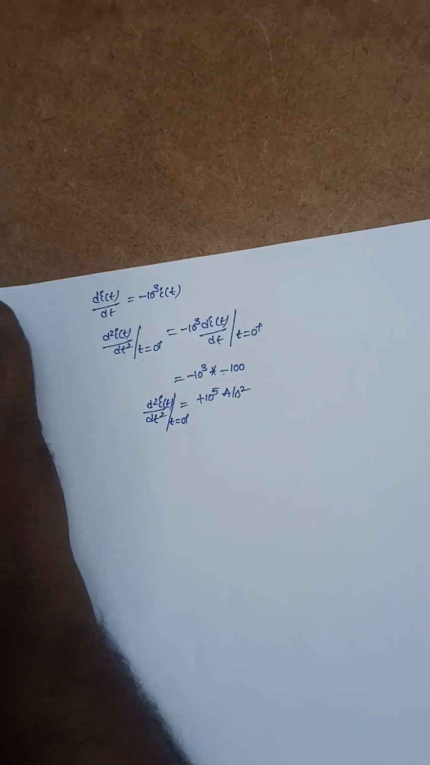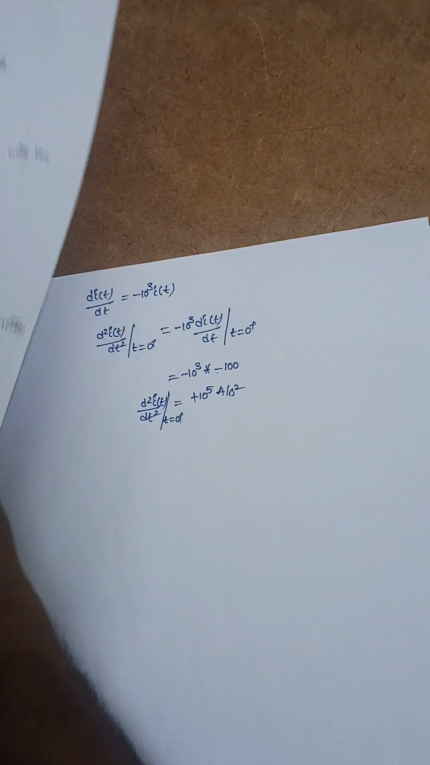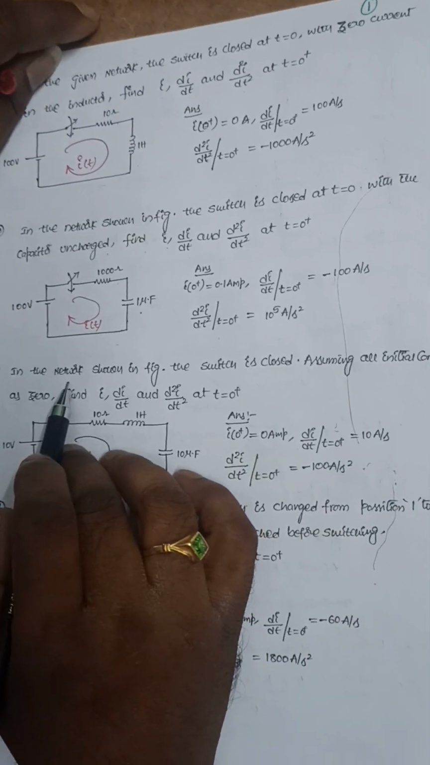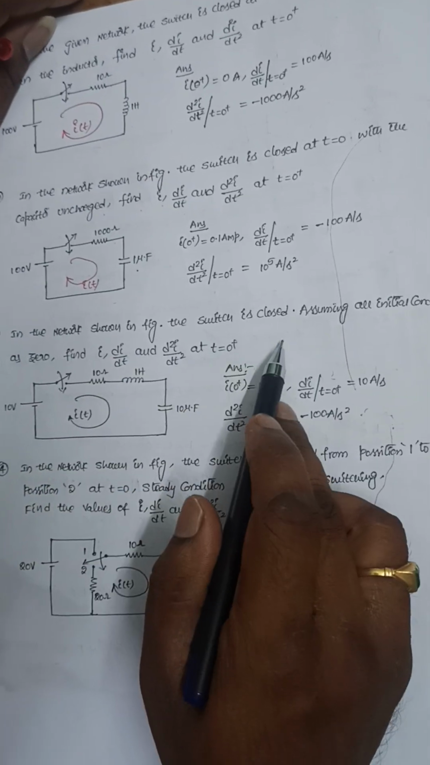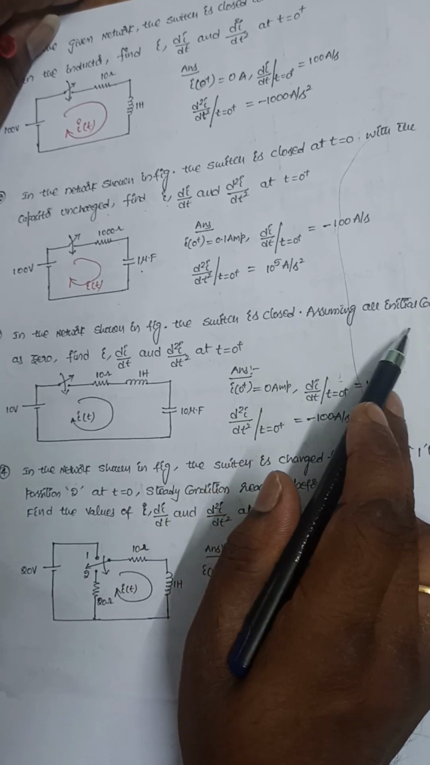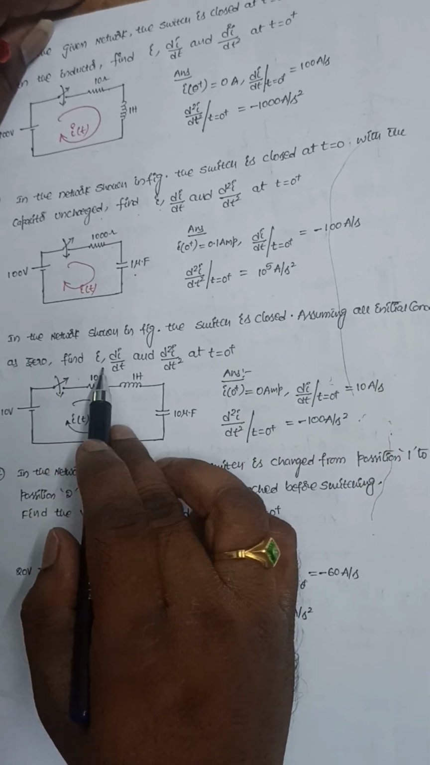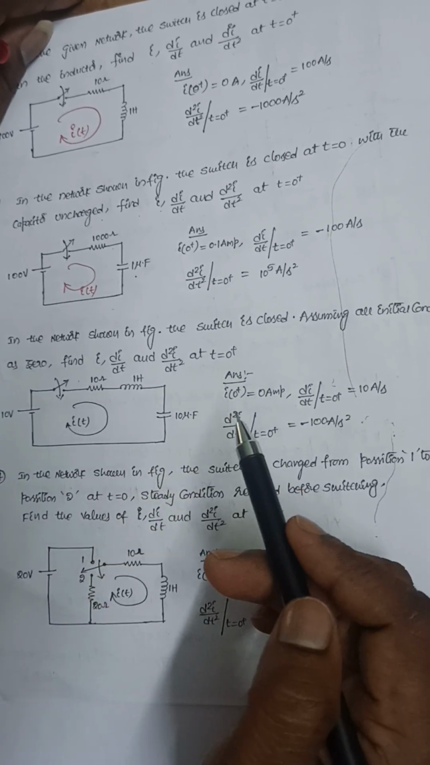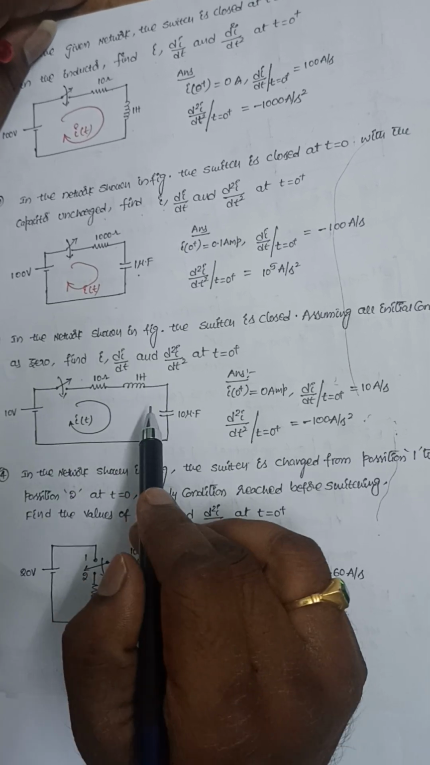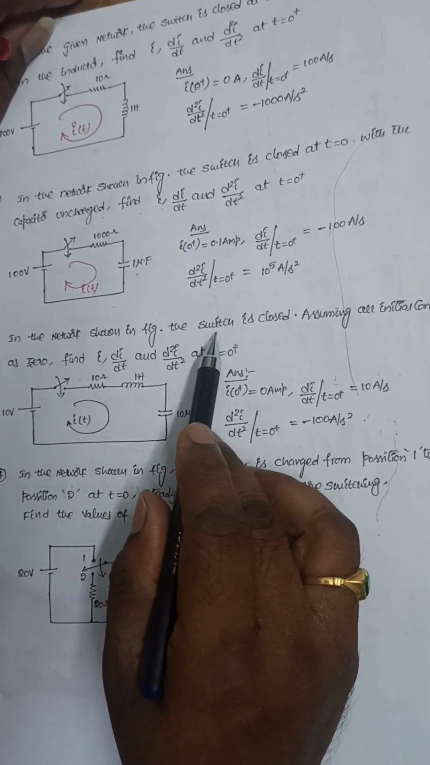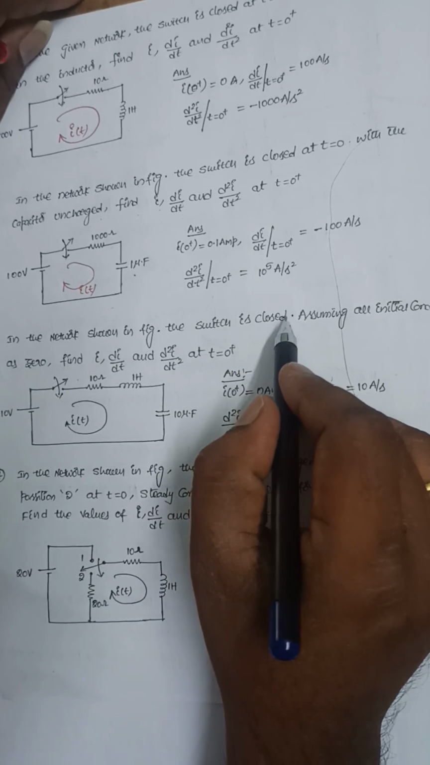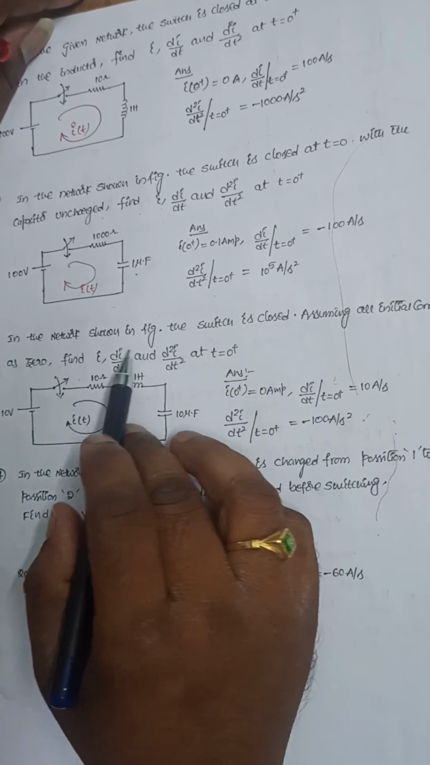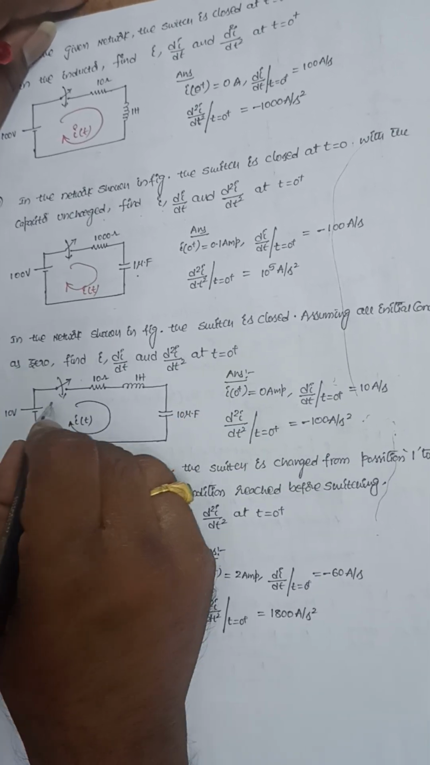Next, the third problem. In the network shown in the figure, the switch is closed, assuming all initial conditions as 0. Find I, di by dt, and d square I by dt square at t is equal to 0 plus. So this is the network. The switch is closed at t is equal to 0.